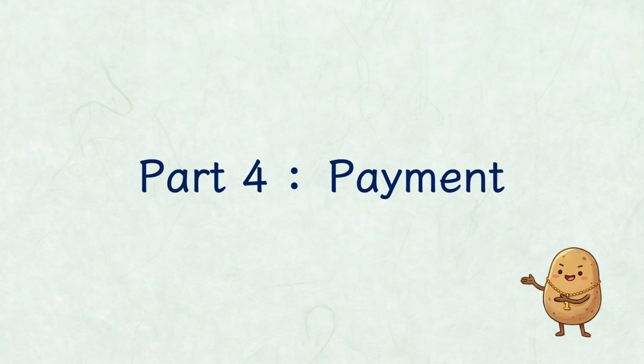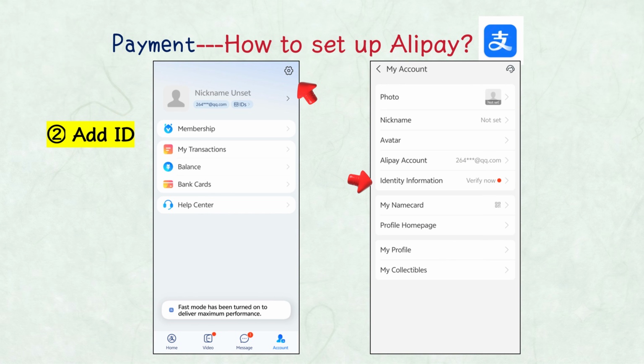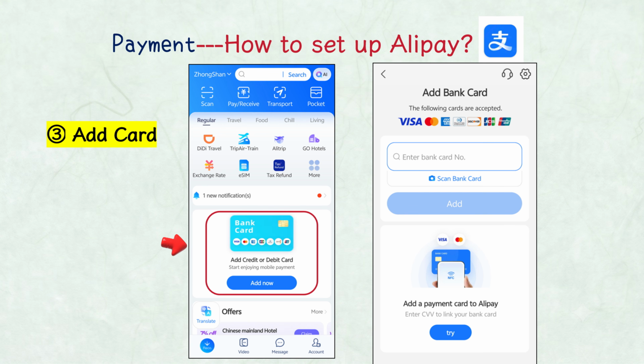Part 4 Payment. Alipay is your main payment tool in China. Let's walk through registration step by step. 1. Open Alipay. You can sign up with an email address or phone number. This step is super simple. 2. Complete real name verification. Tap the designated tab and follow the prompts. 3. Add your bank card. Select the card section, enter your card numbers. And you are all set.